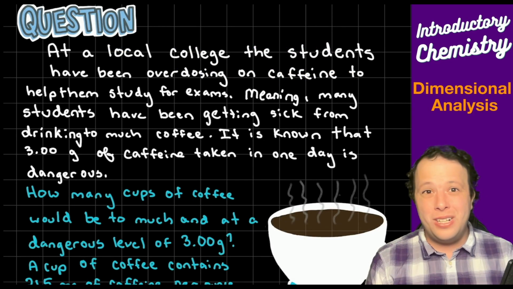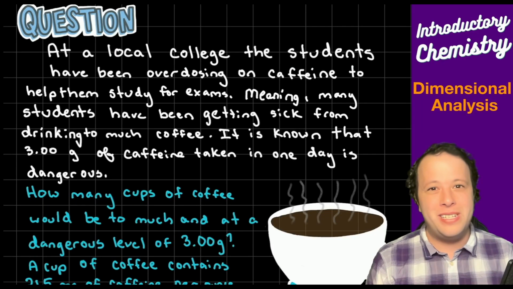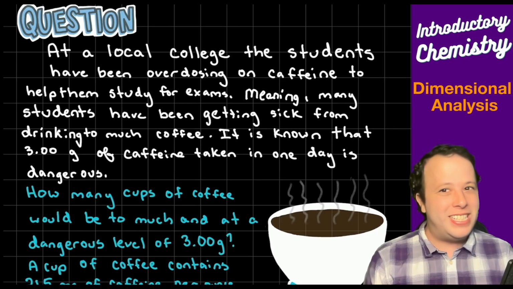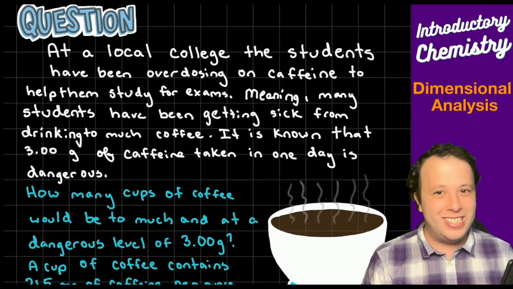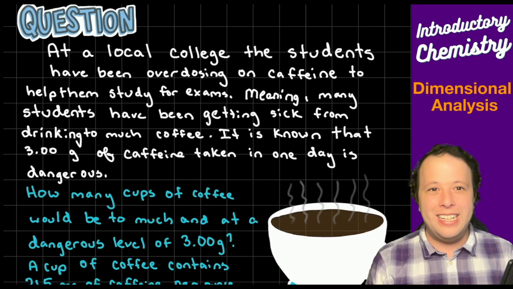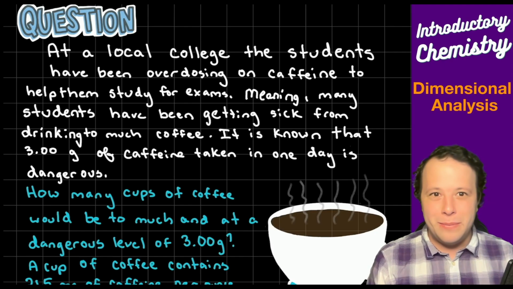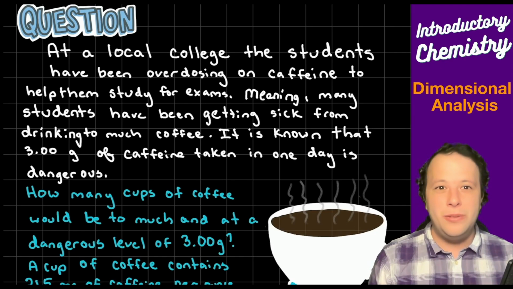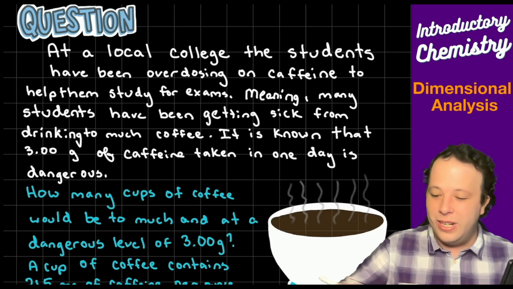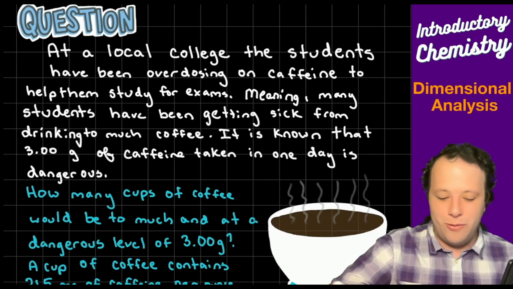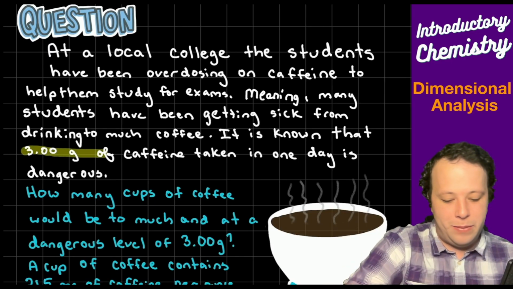At a local college, the students have been overdosing on caffeine to help them study for exams. Oh no, that's not good. But that did not give us any piece of information that we needed for this problem. It just told us the situation, meaning many students have been getting sick from drinking too much coffee. It is known that 3 grams of caffeine taken in one day is dangerous. Okay, so right there we have the number 3 grams. That might be a very important piece of information, so let's highlight it.